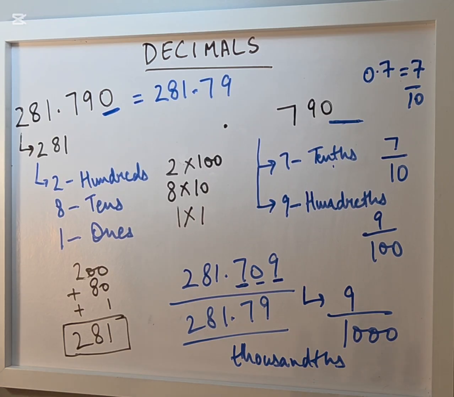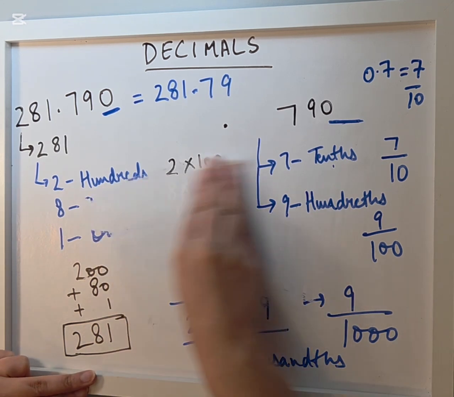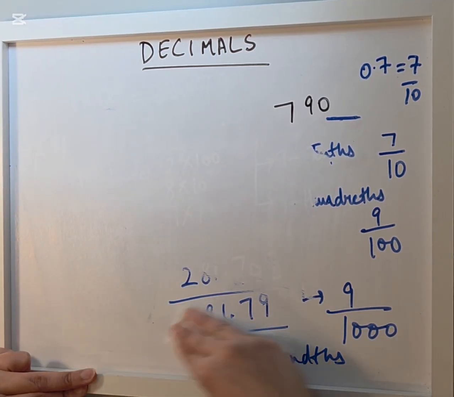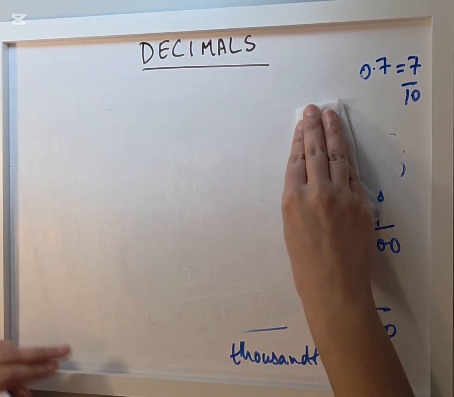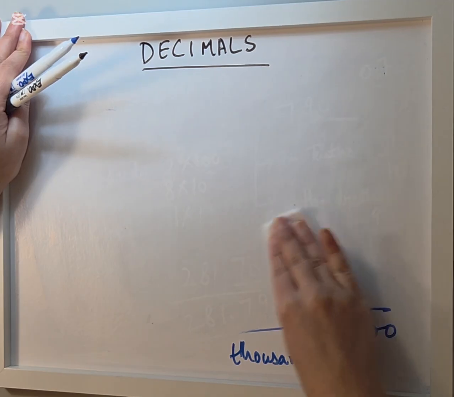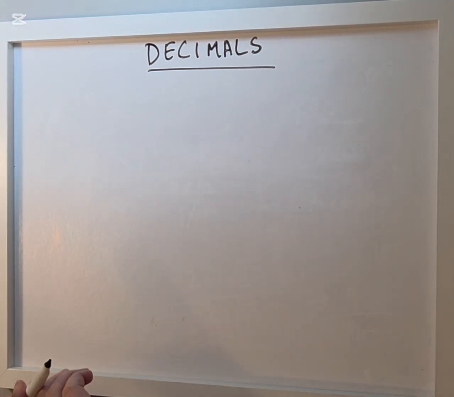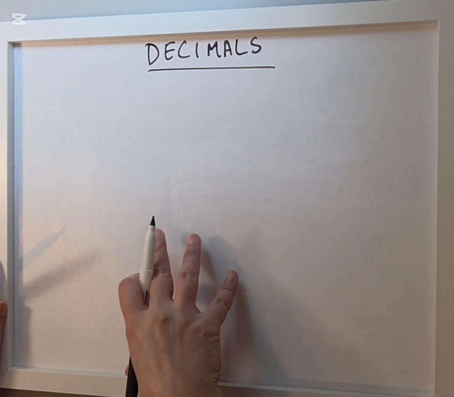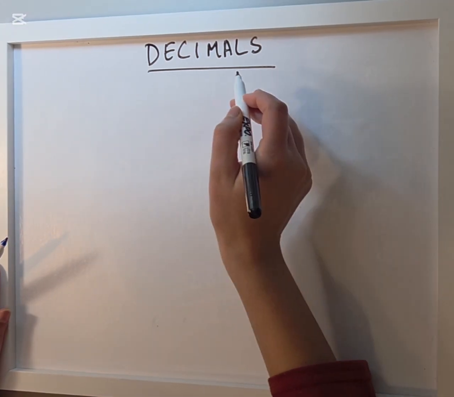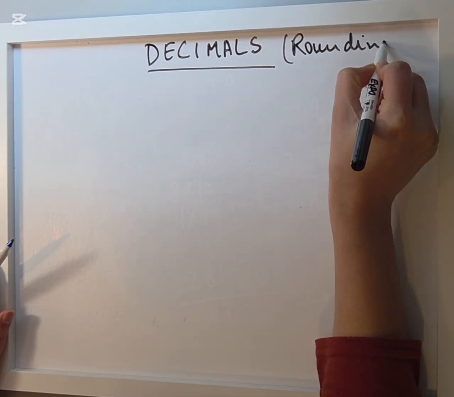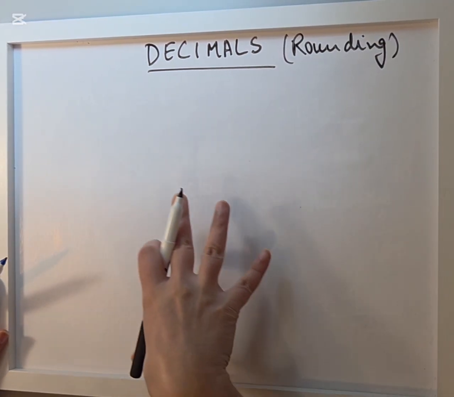So now let's try to see how we round them. Now we've learned what the different positions are. Now we'll see how we can round them. Let's try to understand rounding. Here in decimals we are going to be talking about rounding to different positions.